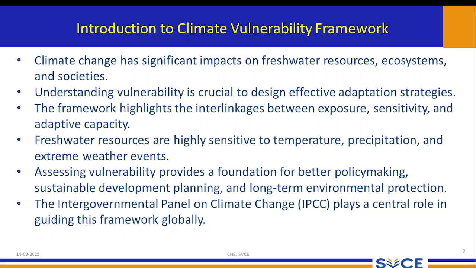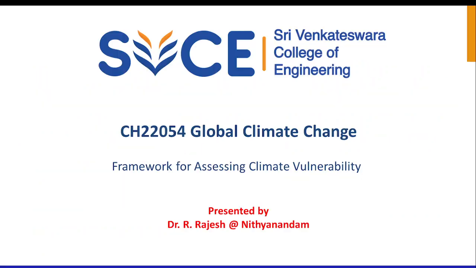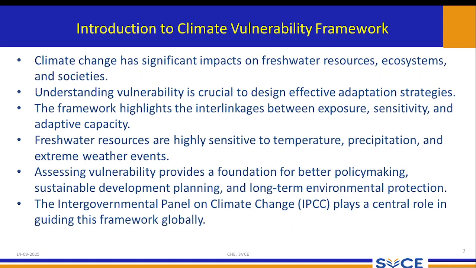Understanding the vulnerability is crucial to design effective adaptation strategies. So we need to reduce the vulnerability. The main purpose is that we need to adapt, optimize adaptation, reduce the vulnerability, and have effective adaptation strategies. The framework highlights the interlinkages between exposure, sensitivity, and adaptive capacity. Here, the research framework means the framework for assessing climate vulnerability. I'll show it in the next diagram, which has been taken from an internet source.